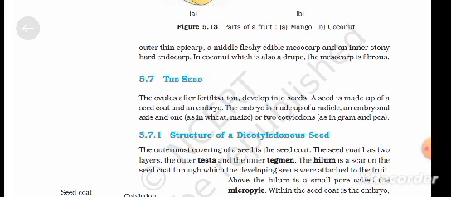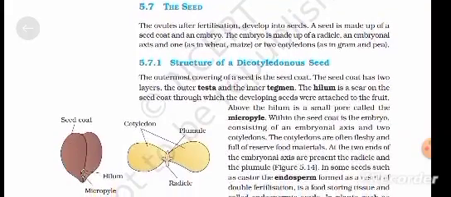The structure of a dicotyledonous seed. The outermost covering of a seed is the seed coat. The seed coat has two layers, the outer testa and the inner tegmen. The hilum is a scar on the seed coat through which the developing seed was attached to the fruit. Above the hilum is a small pore called the micropyle.